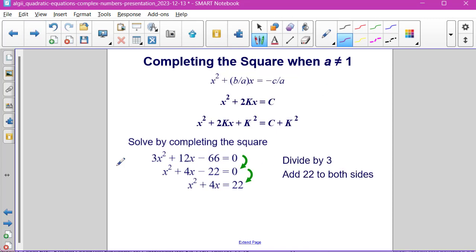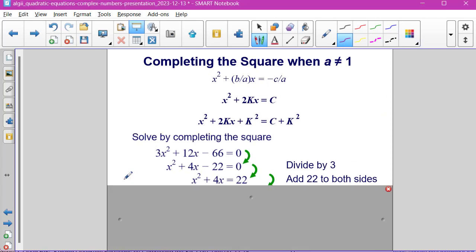Next, we need to add 22 to both sides of the equation. So we'll end up having x squared plus 4x. After we add 22, this one will go away. And then it'll be equal to 0 plus 22, which is 22. The next step is to fill in the blank space on the left side. So we have x squared plus 4x plus some number is equal to 22 plus that number.